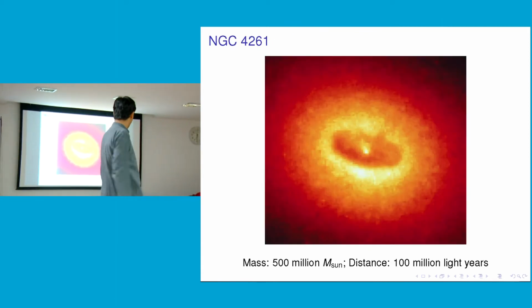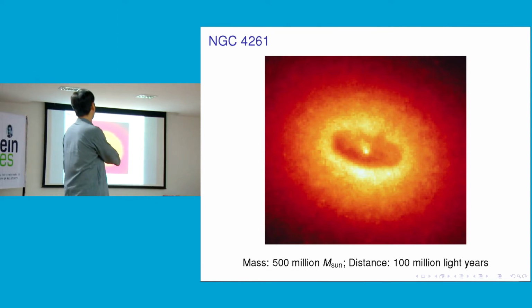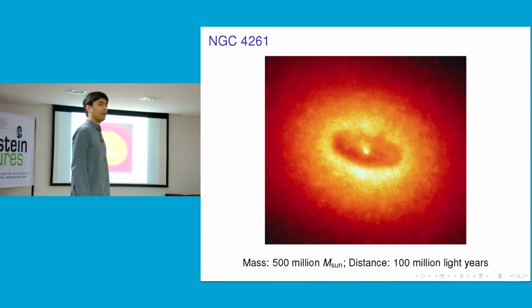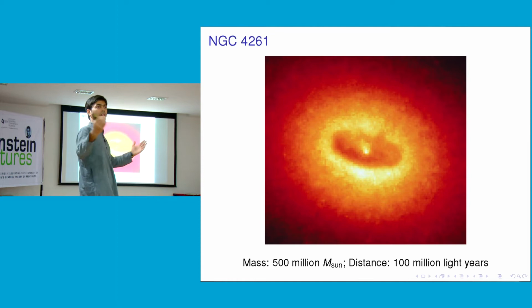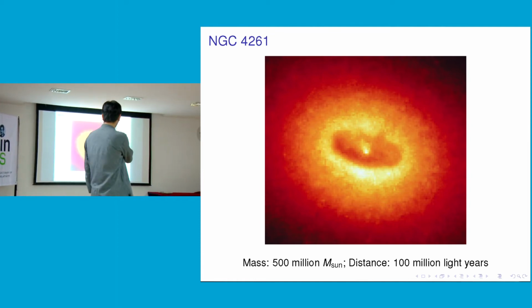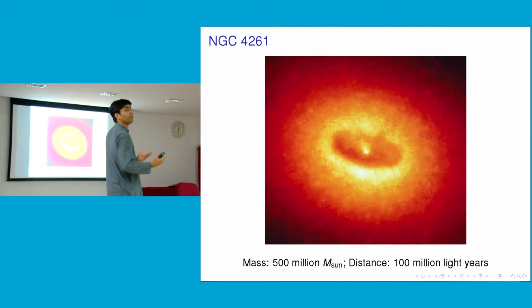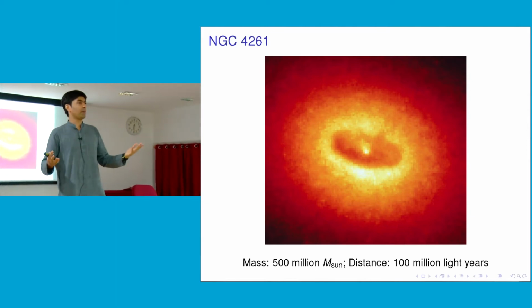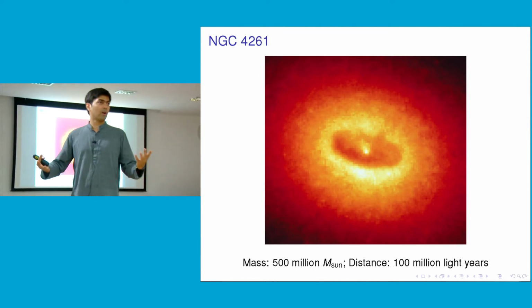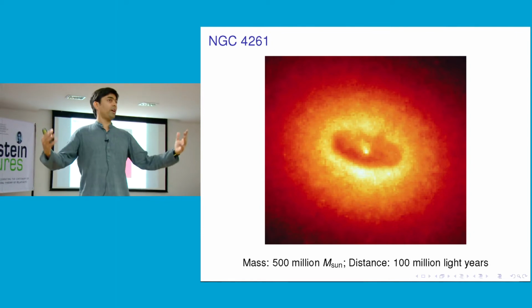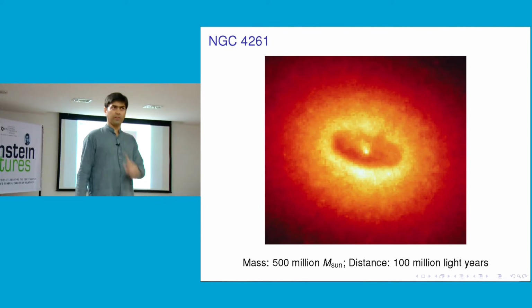Here's another picture from the Hubble Space Telescope. This is really very far away. It's 100 million light years away, and it's even bigger than the black hole in the center of our galaxy. This is a distant galaxy, and it has a mass that's 500 million times as massive as the sun. So, it's another gigantic black hole which is very far away, but it's very, very big. Not all black holes are this big.